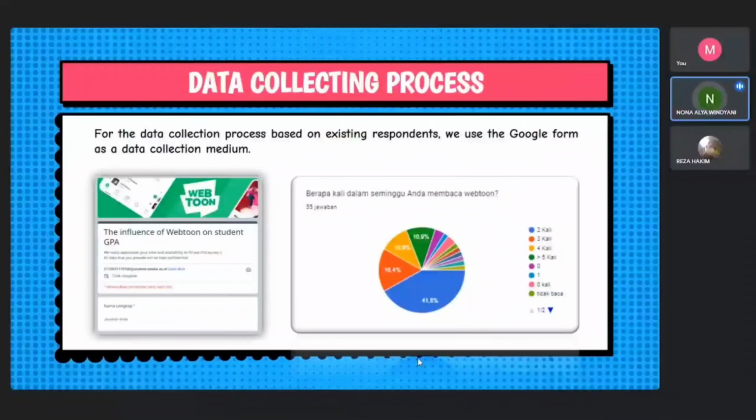For example, in here, we're asking how many times do they read Webtoon, and then some of the respondents are answering 2 times, 3 times, 4 times, even more than 5 times, also zero, and then not at all.